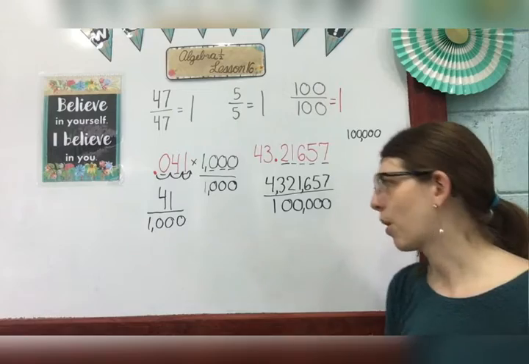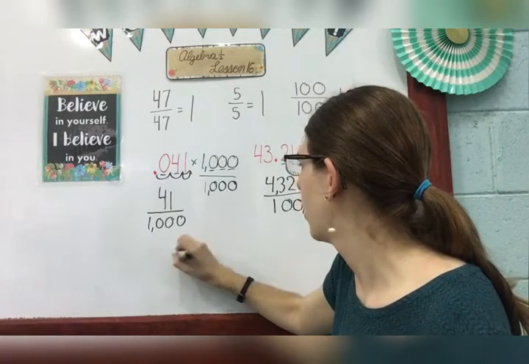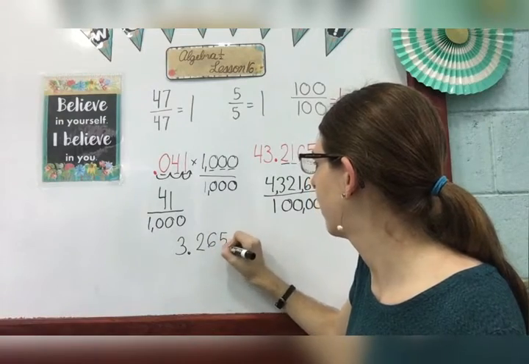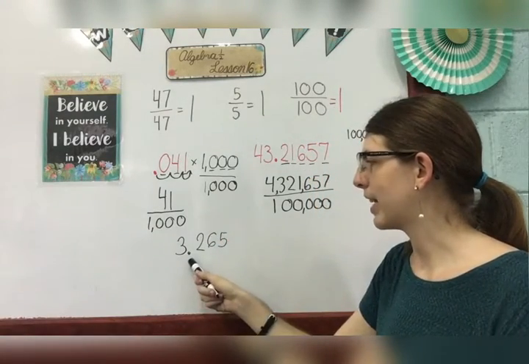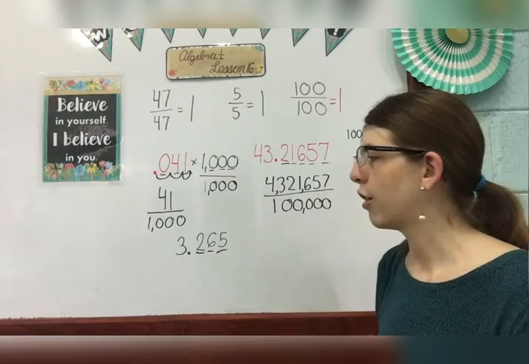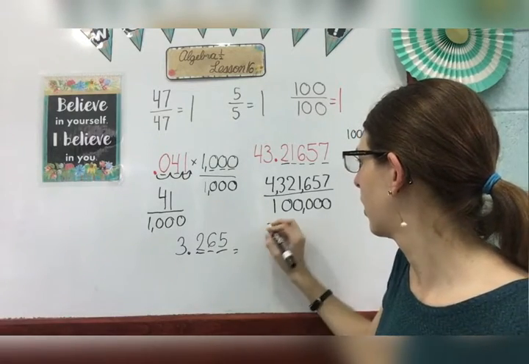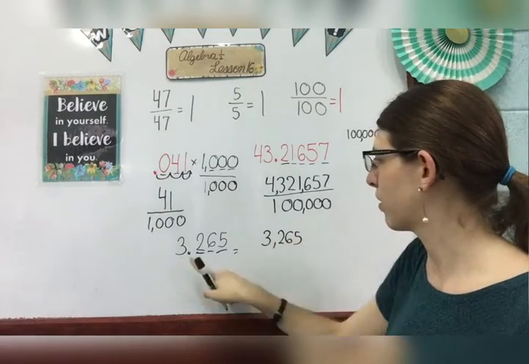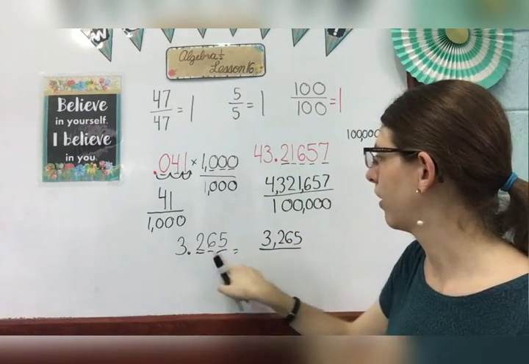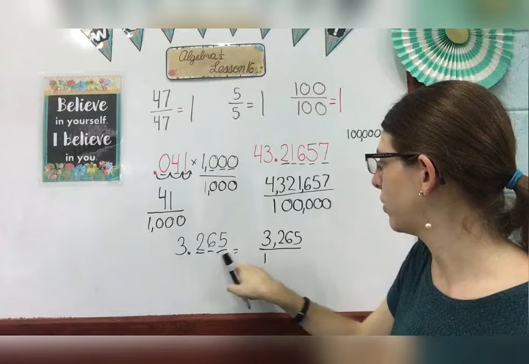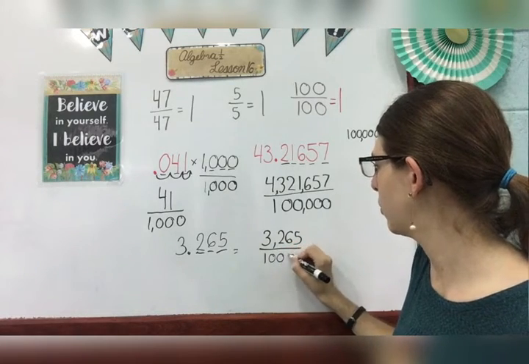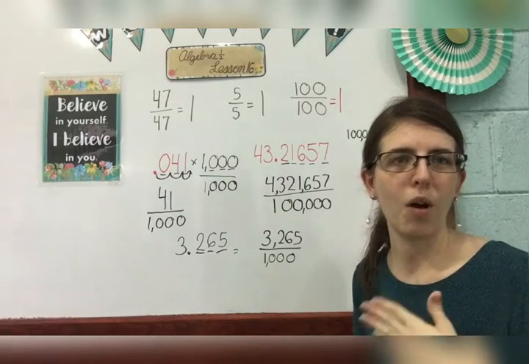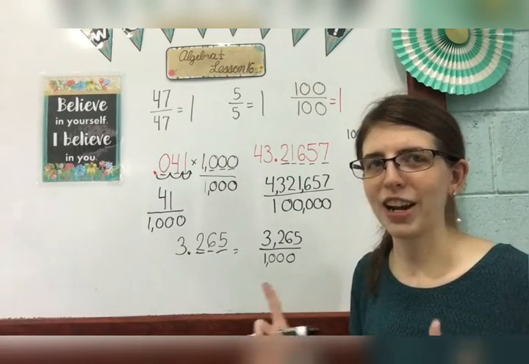Let me show you one more. I'm just going to make one up here. 3.265. In order to get rid of my decimal point, I have to move it 3 places. So that would be 3,265, got rid of my decimal point, over 1, 2, 3 zeros. 3,265 over 1,000. Okay? Try your practice.